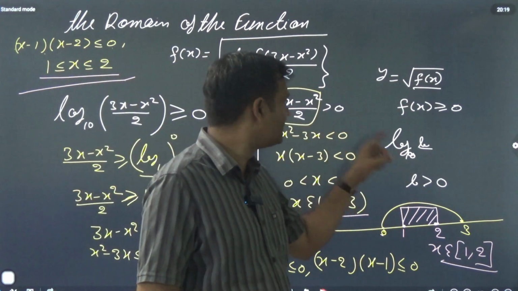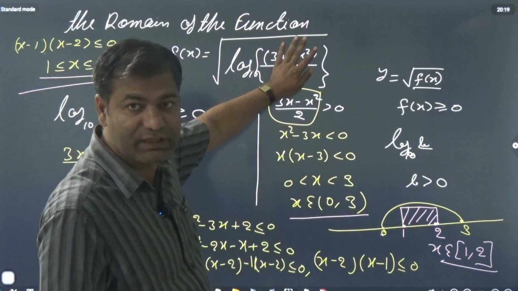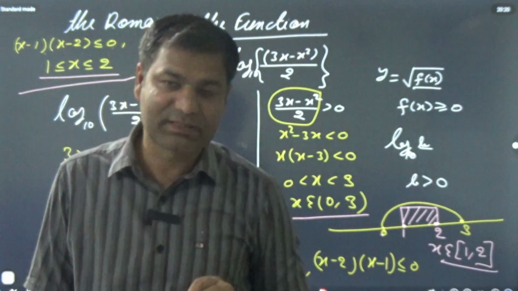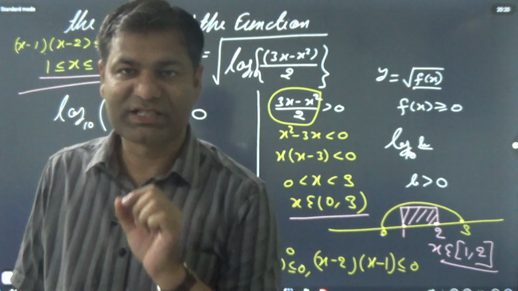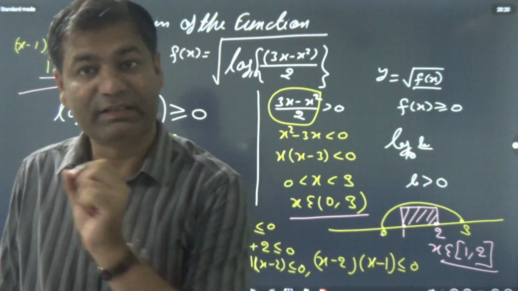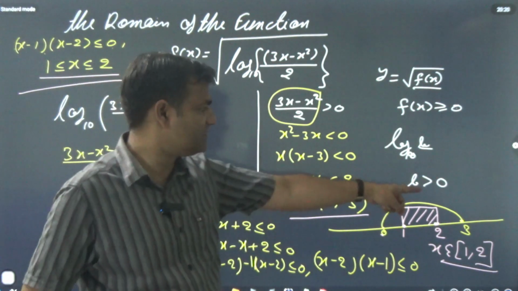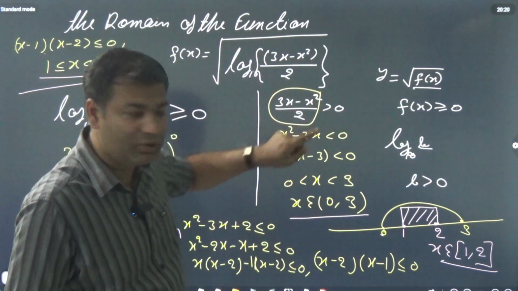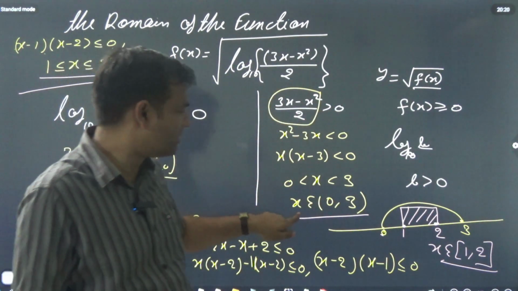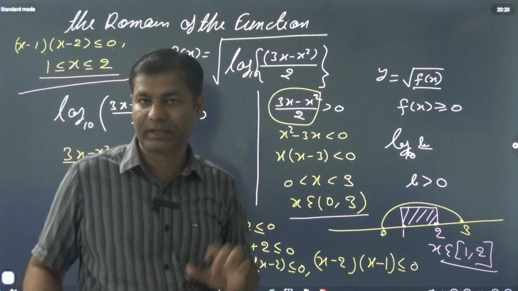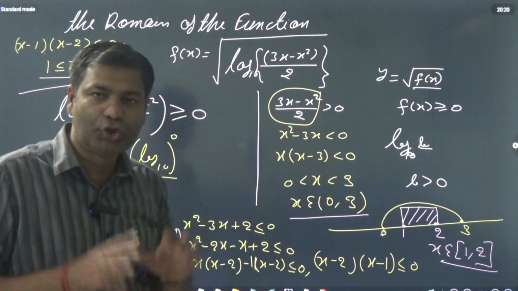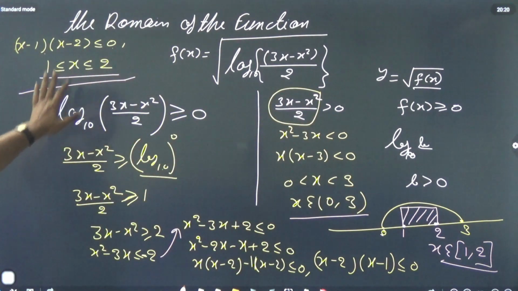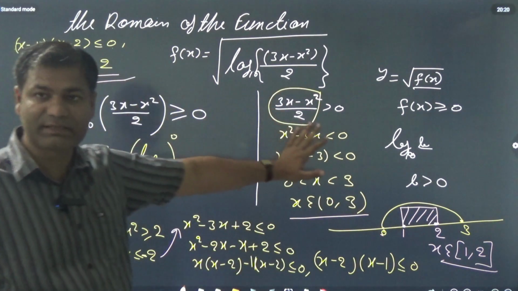log b, suppose that is b, so log b at base 10 is defined if b is greater than 0. If b is greater than 0, it means that value is greater than 0. So after solving this value we got x from 0 to 3. Clear? So the domain of that is case first and here case second.